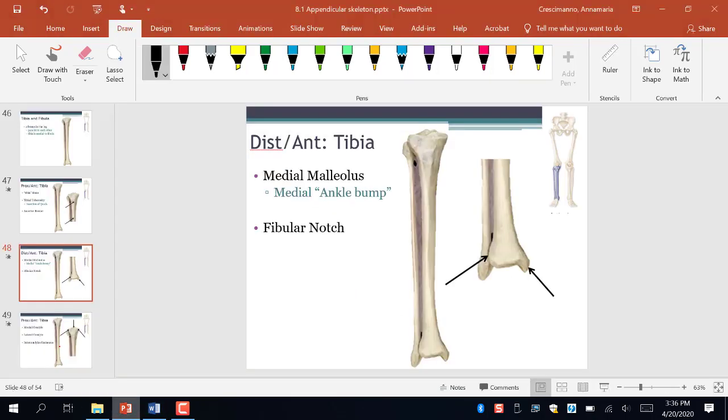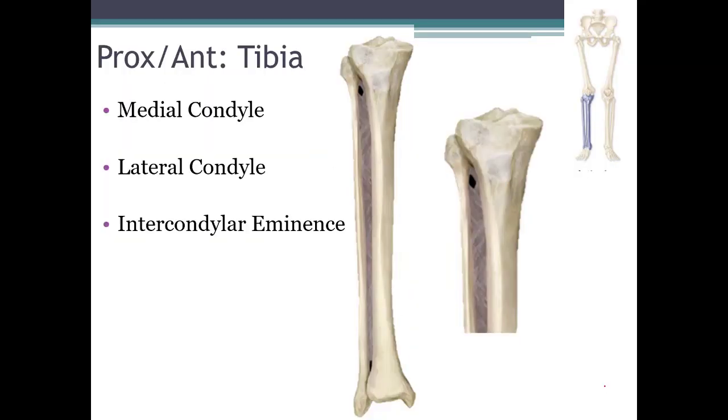Okay, now we're going to jump back up to the proximal end of the epiphysis to finish talking about the rest of it. But the reason why I wanted to do the distal epiphysis first is because of this medial malleolus. Knowing that that malleolus is medial helps us to identify the condyles of the tibia. For example, this right here is the medial condyle because it's on the same side as the medial malleolus, and this right here is the lateral condyle.